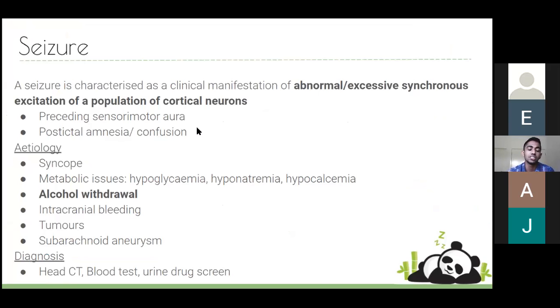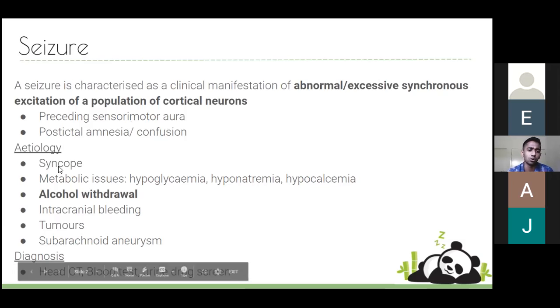Two other features of seizures and epilepsy that we need to know about: you can get preceding sensory motor auras. So you get sensory symptoms like anesthesia, paresthesia, changes in your smell, vision, hearing, and you get your post-ictal amnesia. So after the fact, you forget what happened. You didn't realize what happened.